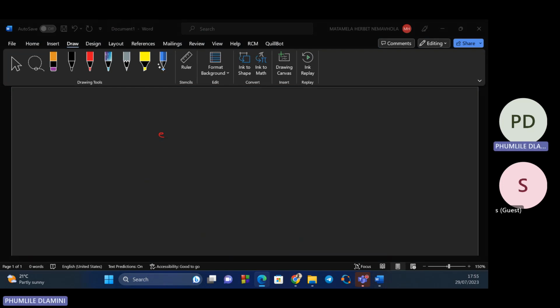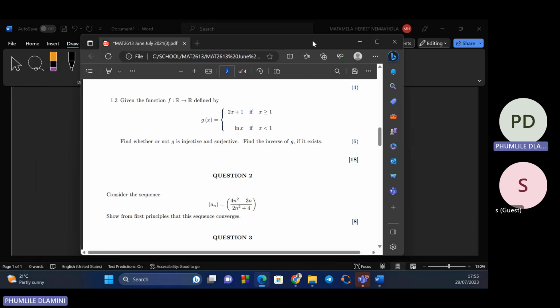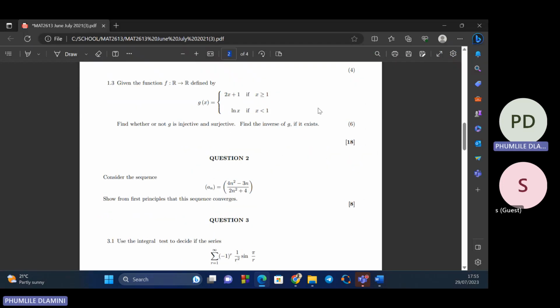So this one, I know you are good with it, the one we are going to do now, because we have been doing this kind of question. It's question number 2. It says, consider the sequence a_n equals 4n squared minus 3n over 2n squared plus 4. Show from first principles that this sequence converges. Do you remember how to do it? I'll have to go over it again.